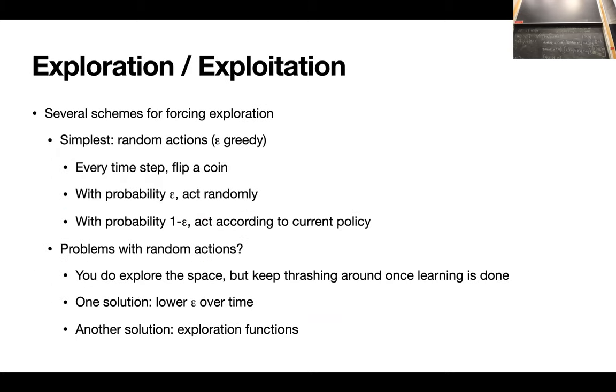So the question is, how do we explore? How do we decide to go to suboptimal states, let's say? Exploring here means that we don't follow exactly the optimal path. We might go to a state we haven't been to before. One way we can explore is by taking random actions, for example with a coin flip. With probability epsilon, we act randomly, and with probability 1 minus epsilon, we act according to the policy. This is what's called epsilon-greedy reinforcement learning.